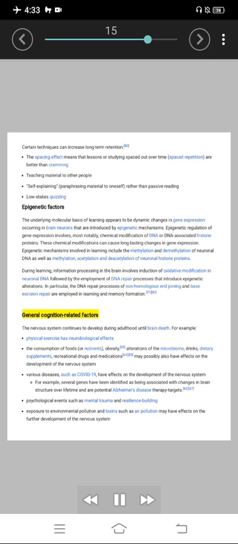General cognition-related factors. The nervous system continues to develop during adulthood until brain death. For example, physical exercise has neurobiological effects.